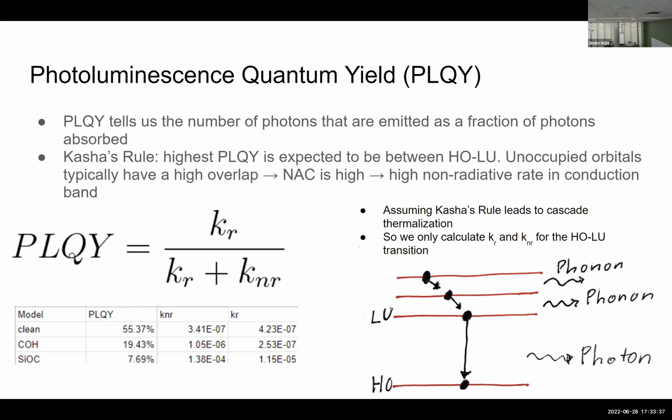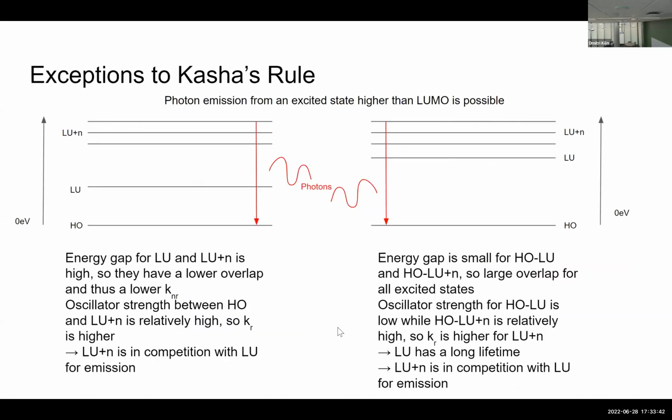Oh, yes. So here what I was trying to show was that with Kasha's rule, we're not always going to get photons only emitted from the HOMO-LUMO transition. We might get photons emitted from HOMO to LUMO+5 or something like that. A better example is this one off to the right, where the LUMO is very close in energy to all of these higher excited states.